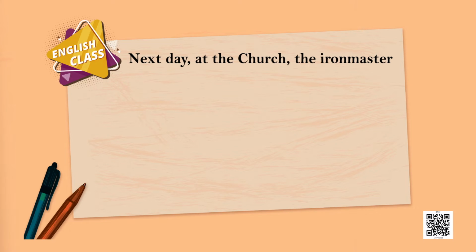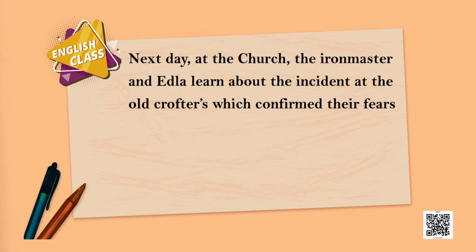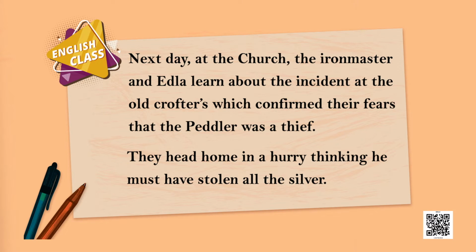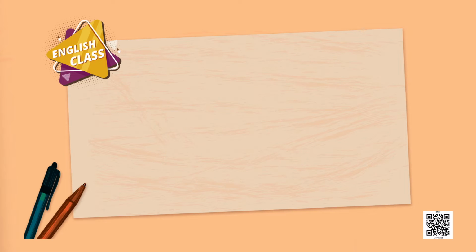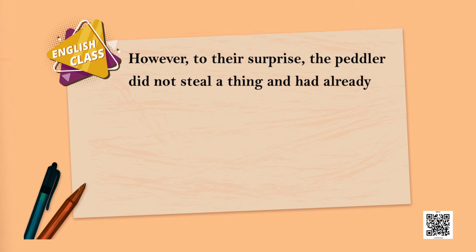Next day, at the church, the ironmaster and Edla learn about the incident at the old crofter's, which confirmed their fears that the peddler was a thief. They head home in a hurry, thinking he must have stolen all the silver. However, to their surprise, the peddler did not steal a thing and had already gone.